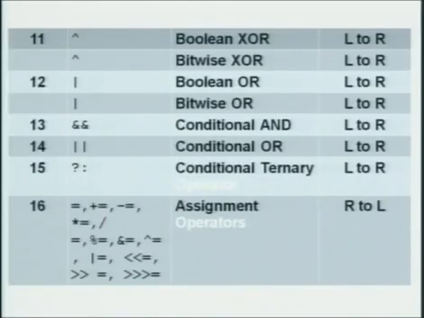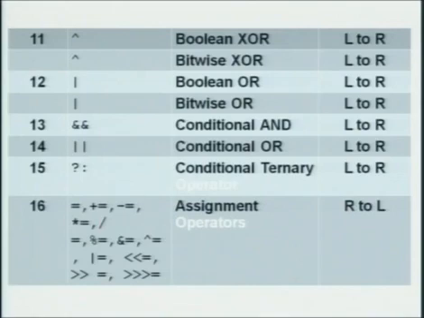All XOR operations have precedence 11. Then 12 is given to OR operations. Then 13 to conditional AND. Then 14th is conditional OR. Then 15 is the conditional ternary operator, and 16th is given to assignment operators.